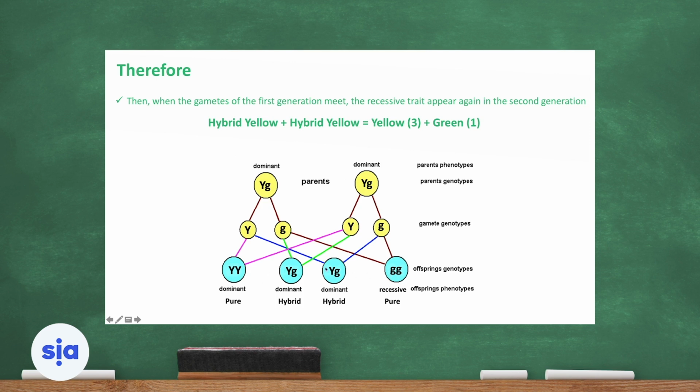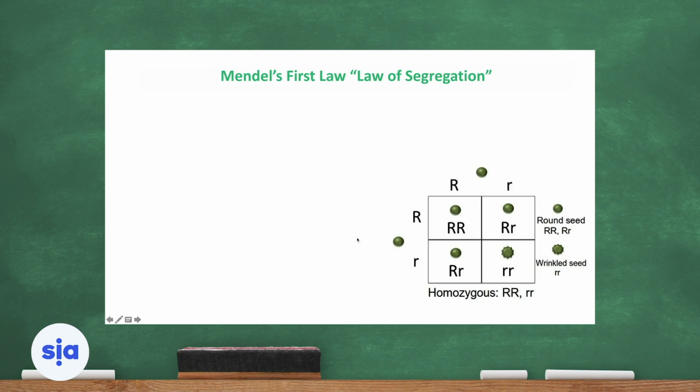Three quarters of them are going to be yellow. One dominant pure, two dominant and hybrid. And 1/4 of the offspring in the second generation will carry the green seed color. It's a recessive gene, G small, and pure at the same time. So this means that hybrid yellow plus hybrid yellow will get at the end 3 yellow and 1 green. Now we come to Mendel's first law, or the law of segregation.